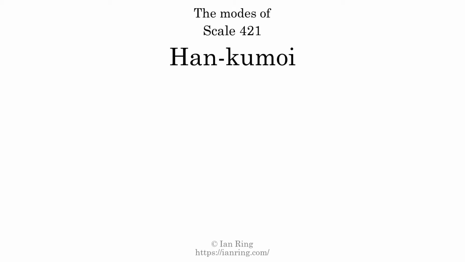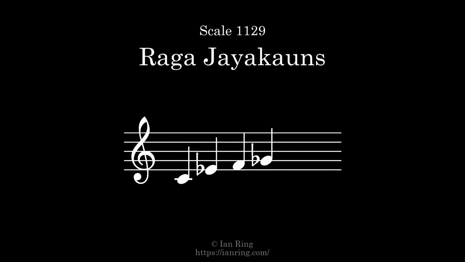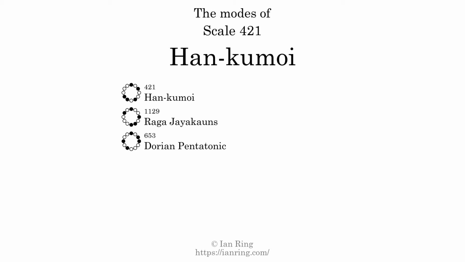This scale has 5 modes. The first mode is itself. The second mode is scale 1129, also known as Raga Jayakons. It sounds like this. The third mode is scale 653, also known as Dorian pentatonic. It sounds like this.